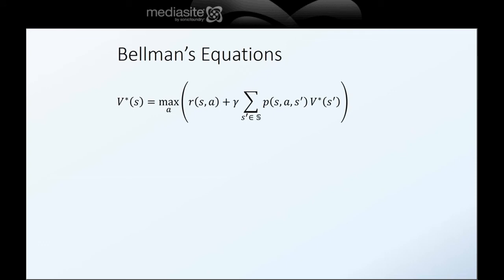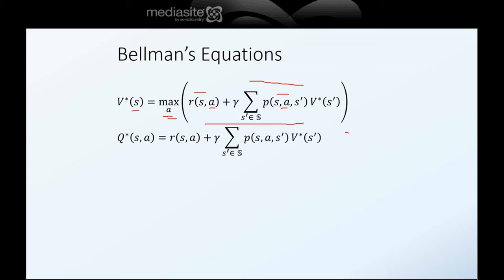V star S. We are given a state S. What's V star S? We have to take an action A that maximizes the immediate reward plus the discounted future rewards. And this A is the same as this A and this A. So we are taking the maximum of this entire argument, and this entire argument contains probabilities inside here. So these are the probabilities.